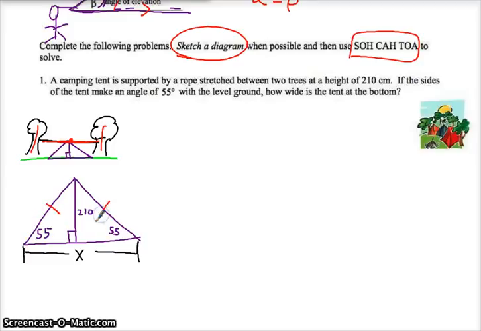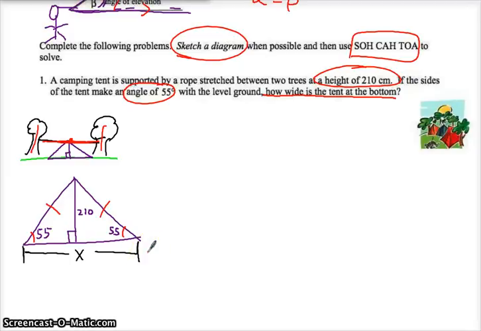What do we know about tents? Hopefully you know that they're isosceles triangles, this opening right here. And it says that the angle that the tent makes with level ground is 55 degrees. So these two angles are 55 degrees. The height is 210. I'm trying to find how wide it is at the bottom, so I want to find this entire distance.